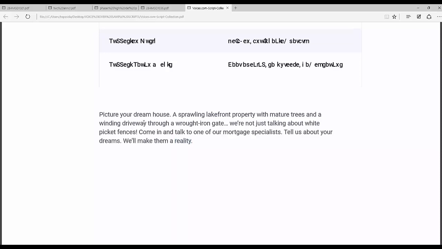Picture your dream house. A sprawling lakefront property with mature trees and a winding driveway through a wrought iron gate. We're not just talking about white picket fences. Come in and talk to one of our mortgage specialists. Tell us about your dreams. We'll make them a reality. All right. So that is totally awesome.